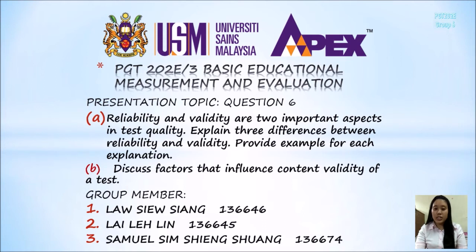So today our group 6 is going to present about the topic reliability and validity. Our question is, reliability and validity are two important aspects in test quality. Explain three differences between reliability and validity. Provide example for each explanation. And also discuss factors that influence the content validity of a test.